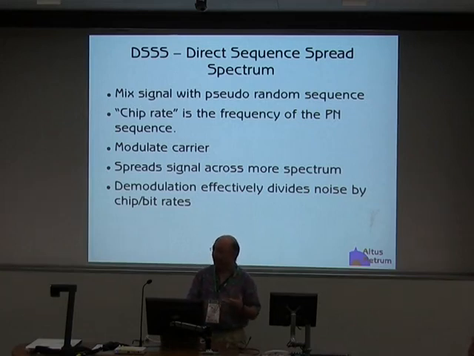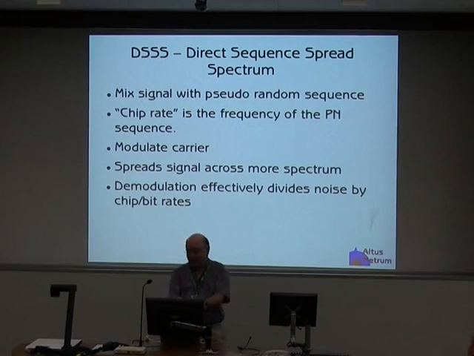The chip rate is the rate of this pseudo-random sequence. And then you just multiply or XOR the two values together and modulate the carrier with the result of that. If you're using frequency shift keying, you're going to smear the data across a wide spectrum. This is usually actually used with binary phase shift keying. And again, you take this really high frequency signal now and modulate your carrier with it.